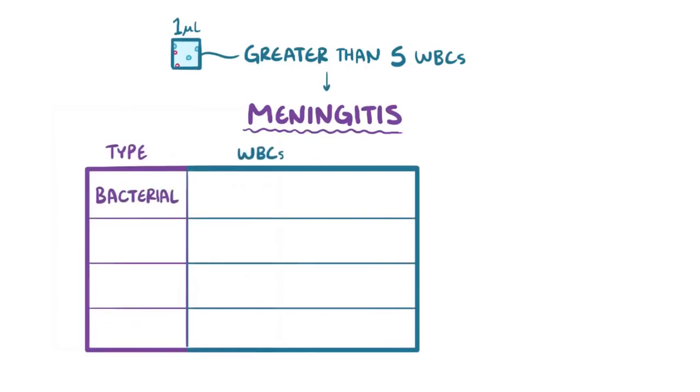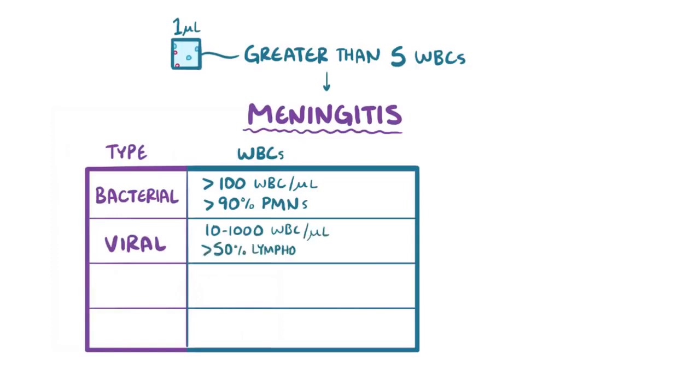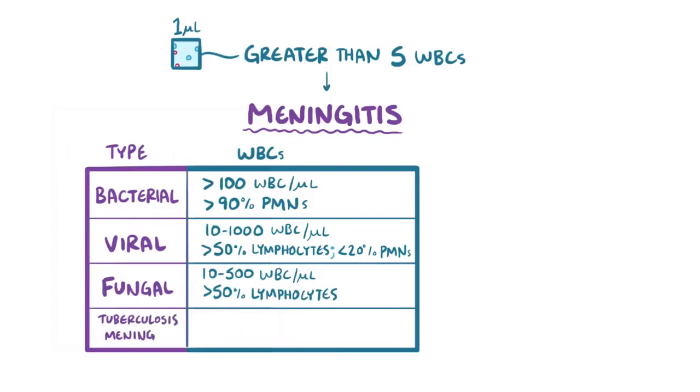In most bacterial cases, there'll be above 100 white blood cells per microliter, and more than 90% polymorphonuclear cells. In most viral cases, there'll be 10 to 1,000 white blood cells, and over 50% lymphocytes and under 20% PMNs. In most fungal cases, there'll be 10 to 500 white blood cells, with over 50% being lymphocytes. In most cases of tuberculosis meningitis, there'll be 50 to 500 white blood cells, with over 80% being lymphocytes.